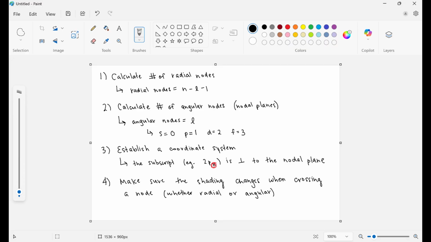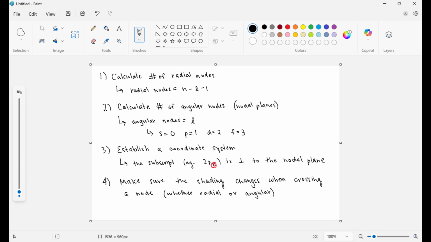Step 2 involves finding the angular nodes. Keep in mind that Nulls will use the term angular node and nodal plane interchangeably, but they mean the exact same thing. And this is very simple because the number of angular nodes just equals the angular quantum number L. So whatever L is, that's the number of angular nodes you'll have. And just for a quick review, S is going to be a quantum number 0, P is going to be 1, D is 2, F is 3.